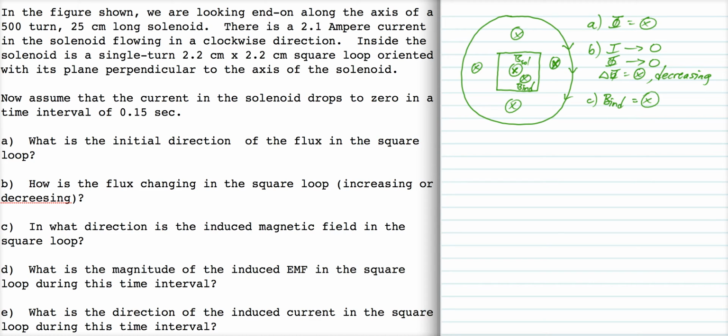let's see. The magnitude of the induced EMF is equal to N delta phi B over delta t. Now, in this case, what's changing is the magnetic field. So we're going to write delta phi as delta B A cosine theta.